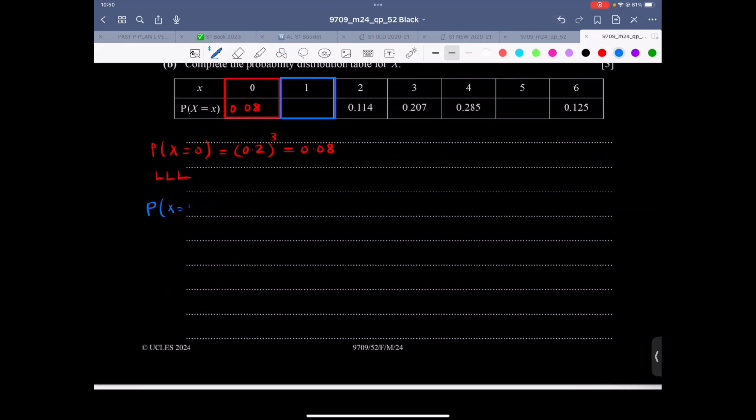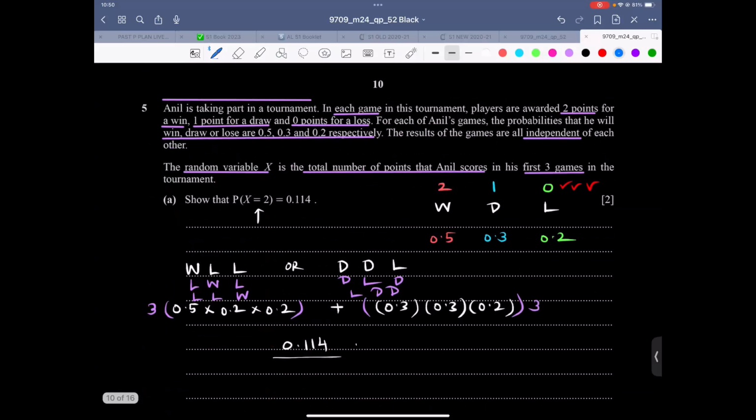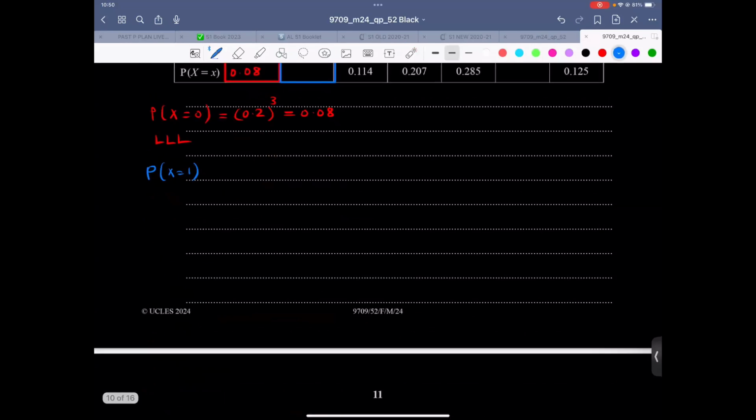How can that be obtained? That can be obtained if there is 1 draw and 2 losses in any order. So DLL, then LDL, and then LLD. So D is, I think, 0.3 and L is 0.2, and this is 0.2 multiplying with 3 options. And this is coming out to be 0.036. So I'll write 0.036 over here.